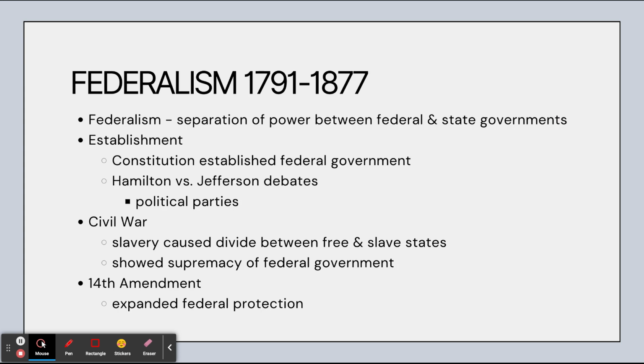So now we're going to look specifically at federalism during this time period. So we're looking between 1791, which would have been just after the Constitution is officially ratified, to 1877, which would have been following the end of the Civil War Reconstruction. First of all, let's look at the definition of federalism. By definition, the term federalism is talking about the separation of power between federal and state governments.